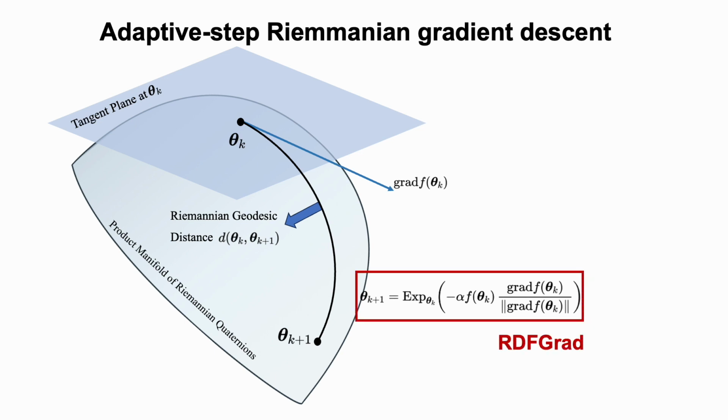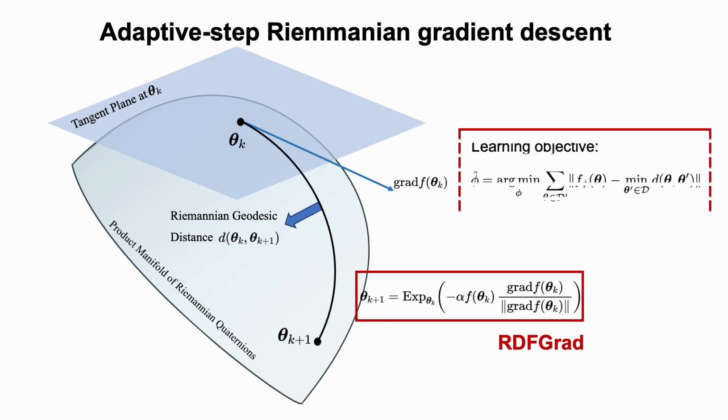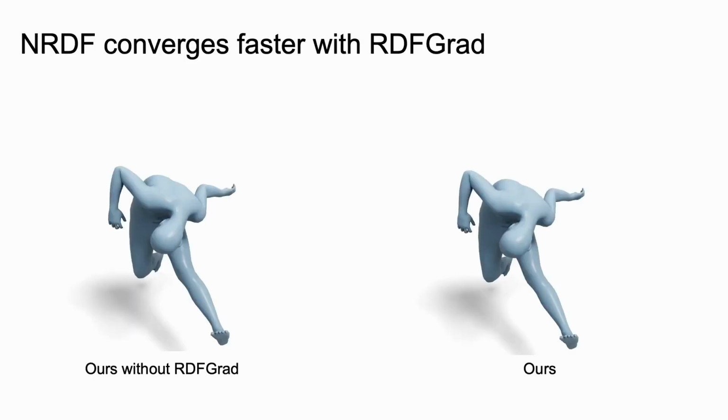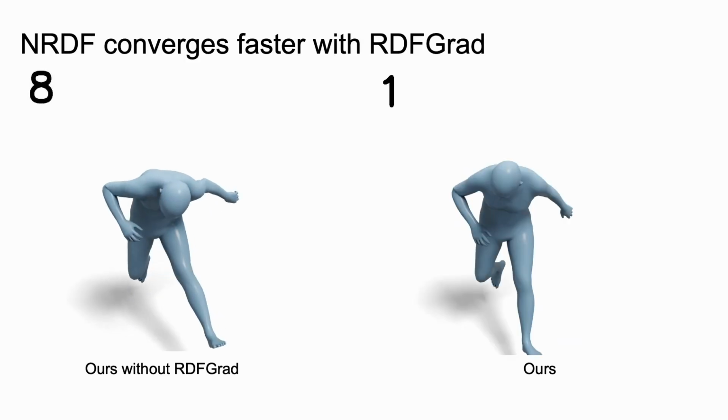The projection mechanism implies that our learning objective is to learn the geodesic distance for arbitrary poses, enabling us to obtain the gradient of the pose through network backpropagation. We first show comparisons between Euclidean and Riemannian-based projection. Compared with Euclidean projection, NRDF converges much faster while yielding plausible poses.